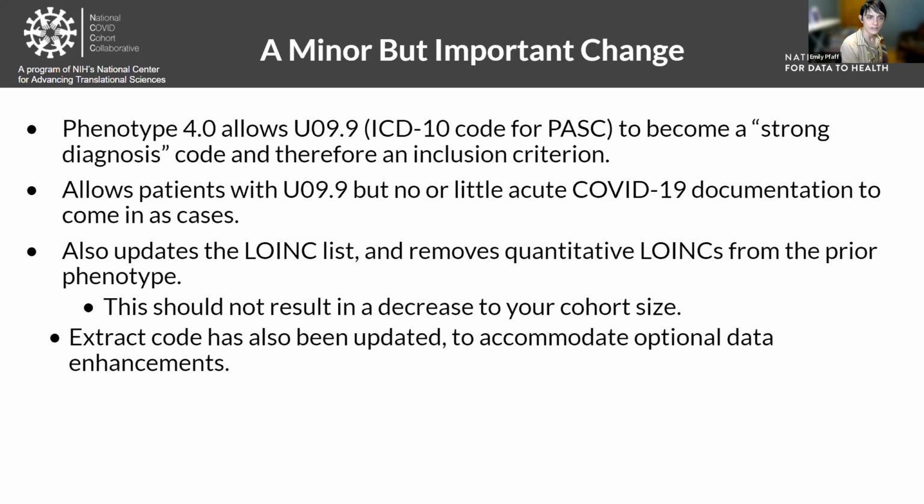We've also updated the LOINC list. So our previous LOINC list included a lot of quantitative LOINC tests, meaning they were tests that were intended to have a quantitative result as opposed to something like positive, negative, detected, etc. Without going into the weeds too much, our code was looking for those phrases, positive, detected, etc. And we knew that those phrases were never going to be the appropriate response for a quantitative test. And for that reason, we were increasing the processing time of our phenotype unnecessarily.